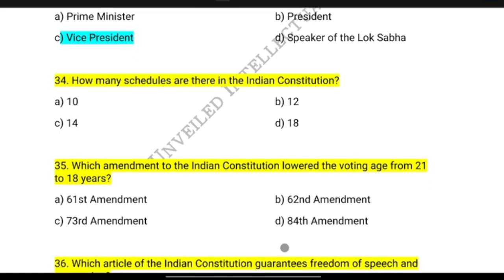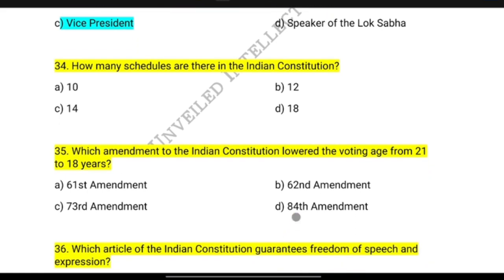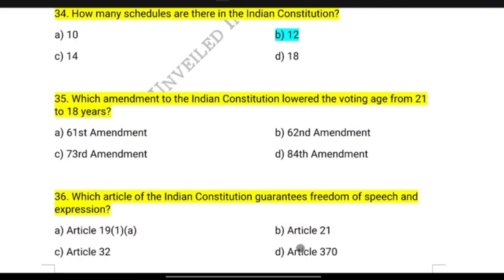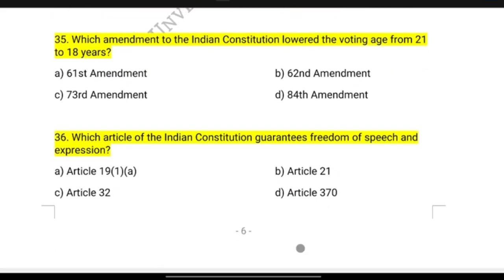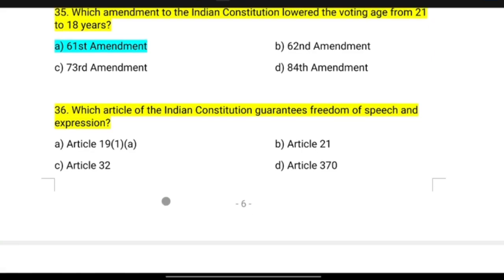34. How many schedules are there in the Indian Constitution? Answer. Option C. 12. Explanation. The Indian Constitution originally had 8 schedules, but now there are 12 schedules that contain various provisions and forms. 35. Which amendment to the Indian Constitution lowered the voting age from 21 to 18 years? Answer. Option A. 61st Amendment. Explanation. The 61st Amendment Act of 1988 lowered the voting age from 21 to 18 years.